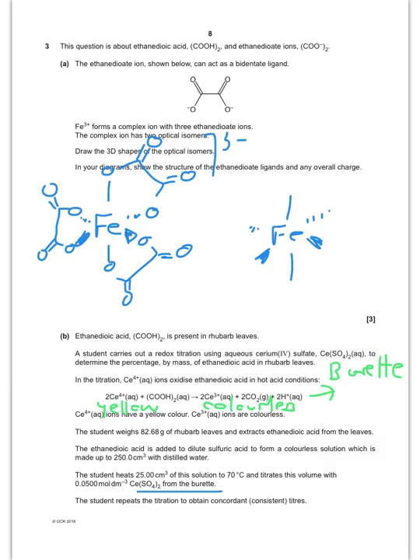Okay, so we now need to draw some optical isomers. I've drawn one, and I'm just going to show how to draw these in the easiest possible way. So the first way is to draw your central metal ion and then put your octahedral bonds around. Now, oxygen is the ligand that you need. So there you go, put some oxygens in.